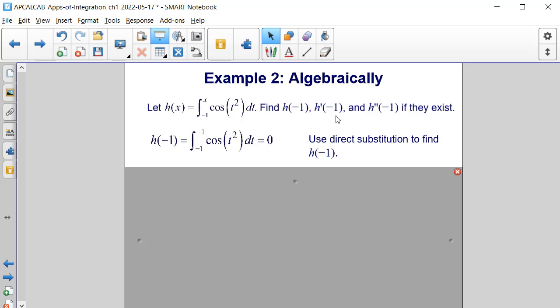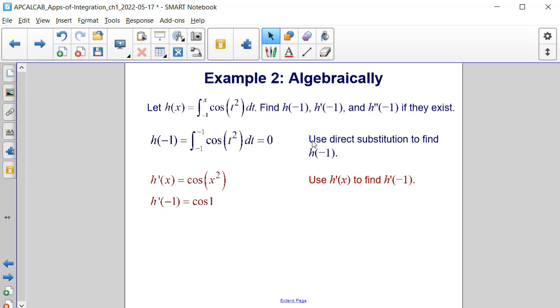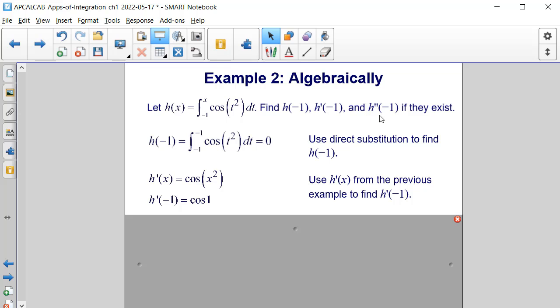Now let's find h prime of -1. Well, by the fundamental theorem of calculus part 1, h prime of x is going to be equivalent to the integrand of our definite integral. So that's going to make it become h prime of x is equal to cosine of x squared. And now we can evaluate that. If we substitute -1 in for our x value, we're going to have -1 squared, which is +1, and then we're going to take the cosine of +1, and that's going to be our answer. Now let's work on finding the solution for h double prime of -1.